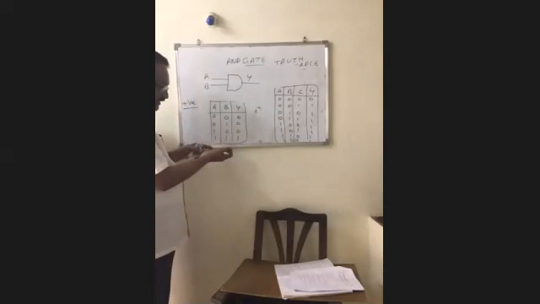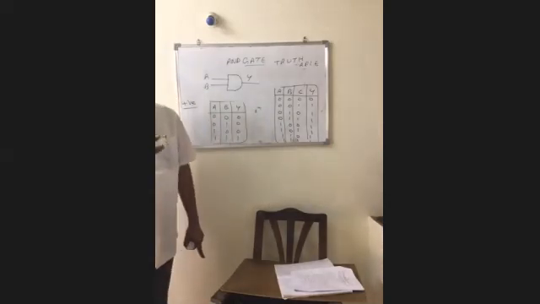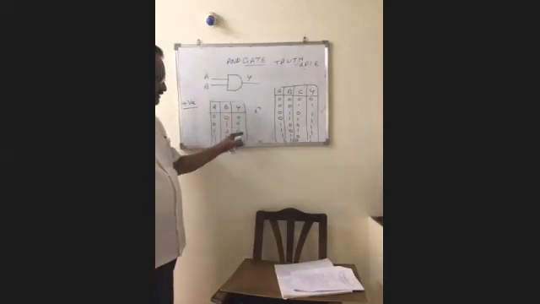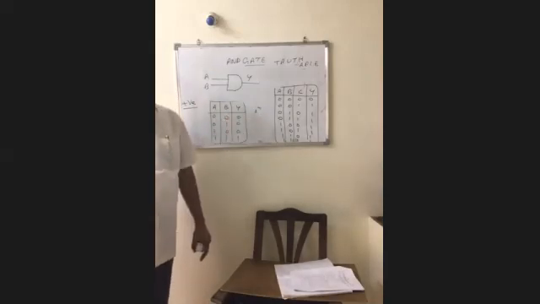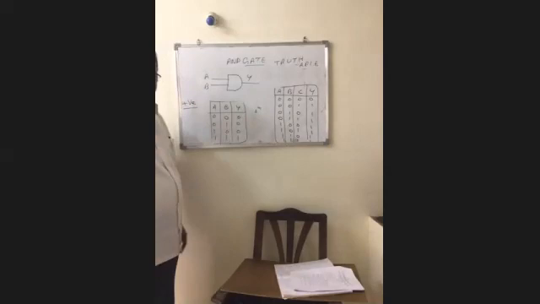What is the function of the AND gate from this one? It produces high output only when all the inputs are high. In all other cases, it produces low output. So what is the function of an AND gate? It produces high output only when all the inputs are high.